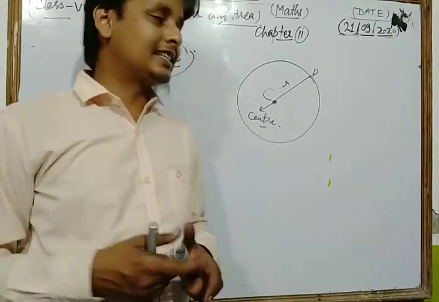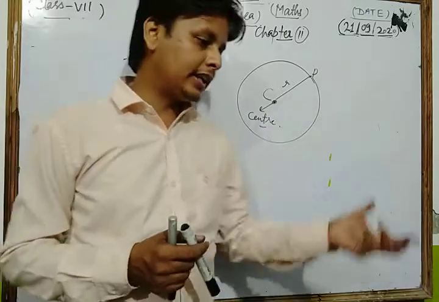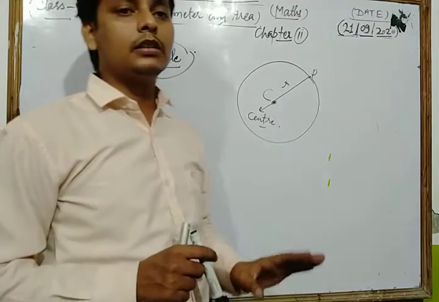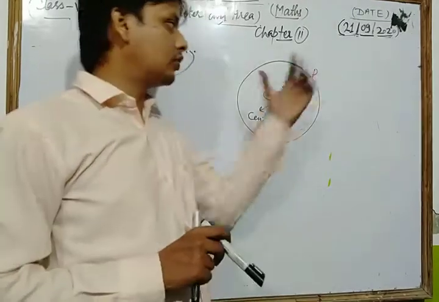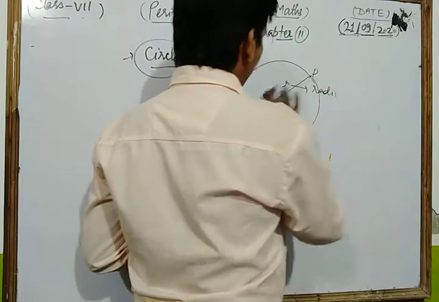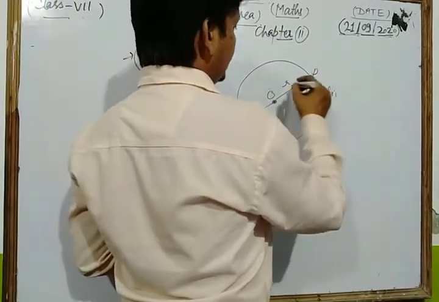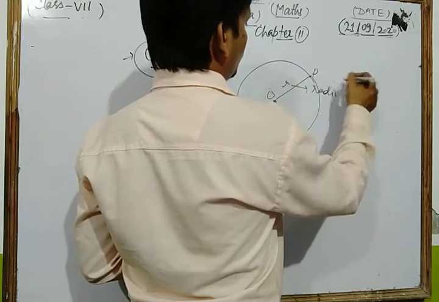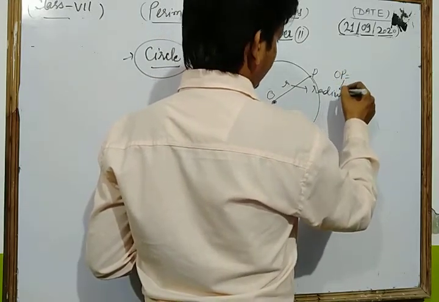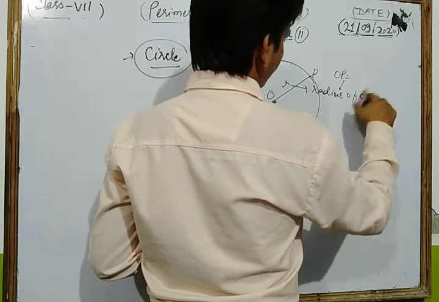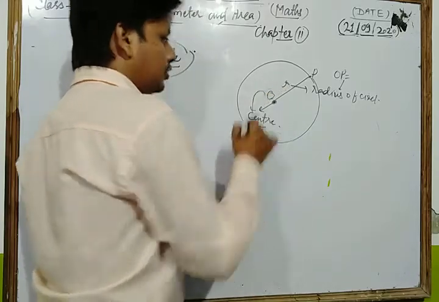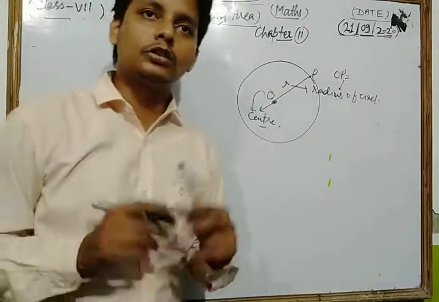A circle is a locus of a point in a plane in such a way that its distance from a given fixed point is always constant, and this constant distance is known as the radius of the circle. Suppose O is the center, and the distance PO or OP is known as the radius of the circle, and this fixed point is known as the center of the circle. This is the concept of circle.